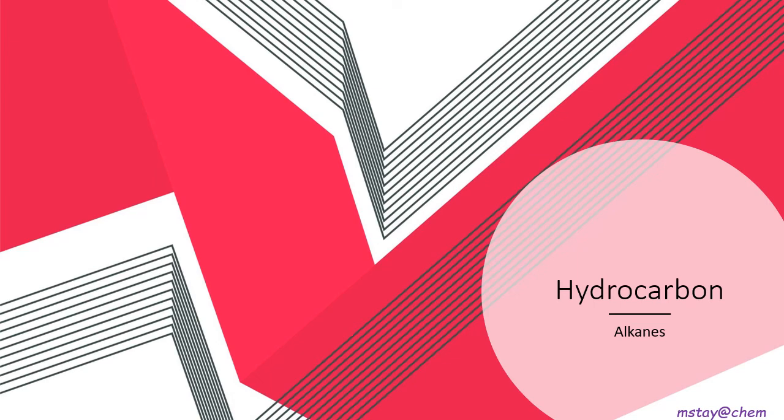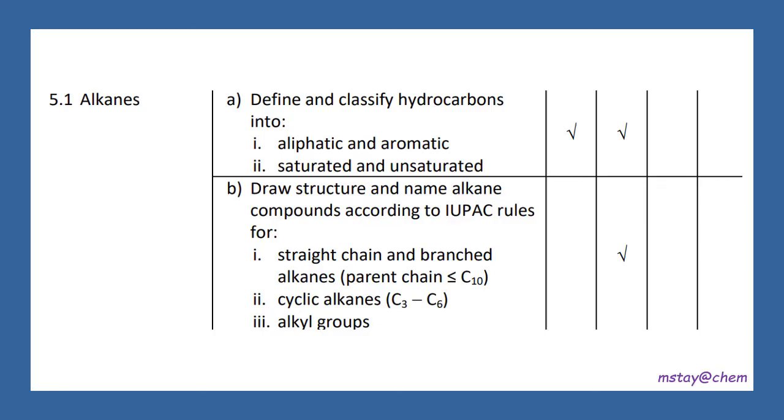We are going to start with chapter 5, hydrocarbon. In this video, we focus on the alkanes first. So now, let's try to define and classify the hydrocarbon into aliphatic and aromatic, then saturated and unsaturated hydrocarbons. Next, we need to learn how to draw the structure and also name the alkanes. So basically, we need to name the alkane with straight chains, branches, with the cyclic compound, and also with the alkyl group as the substituents.